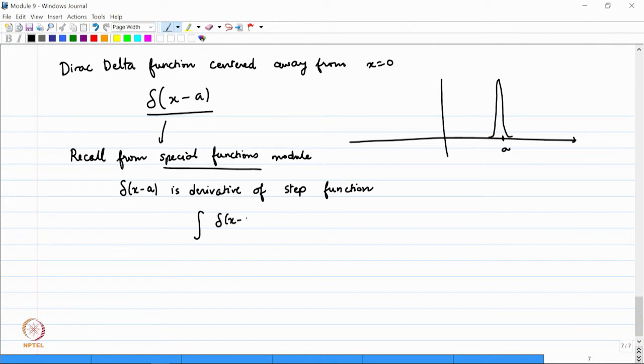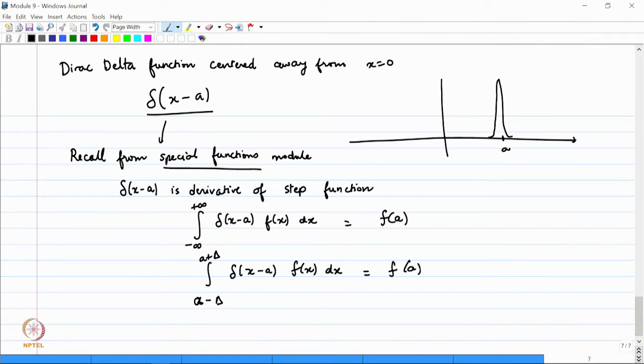So, the integral of delta x minus a times f of x dx from minus infinity to plus infinity is equal to f of a. We also said that when x is not equal to a, this will be exactly 0. So, the only contribution will be from a region a minus delta to a plus some small interval delta. In that small interval, you will get f of a.